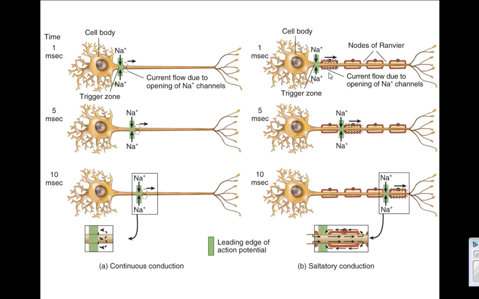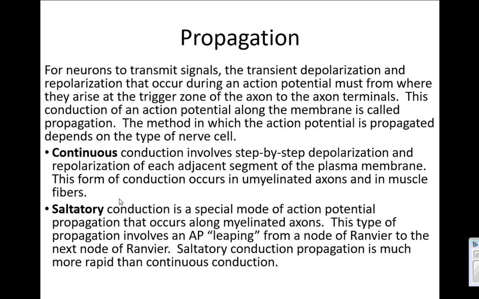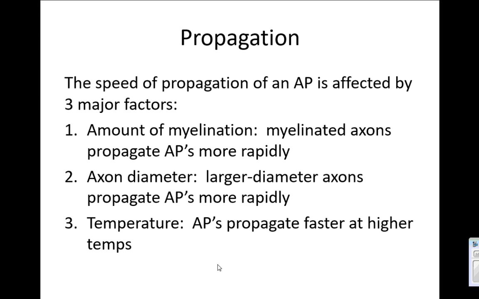And so that is something I talked about the other day. Besides insulating those axons, myelin helps speed up propagation. We're almost all the way to the end of our axon at 10 milliseconds when we're looking at our myelinated axon, versus here we've only made it maybe a quarter of the way. So saltatory is much more rapid than continuous. Okay. And therefore, if the axon is myelinated, it will send signals faster than if it's unmyelinated. That is one of these three factors that affects speed of propagation.